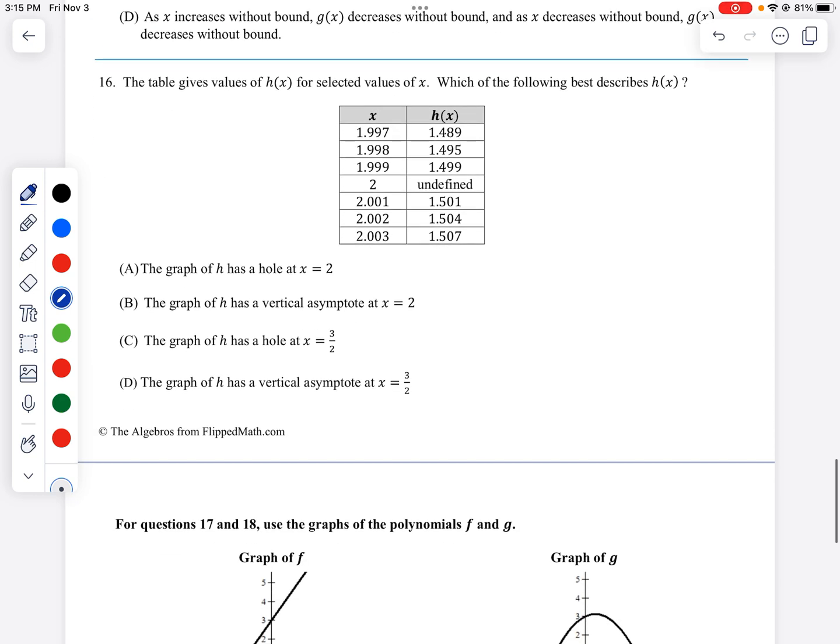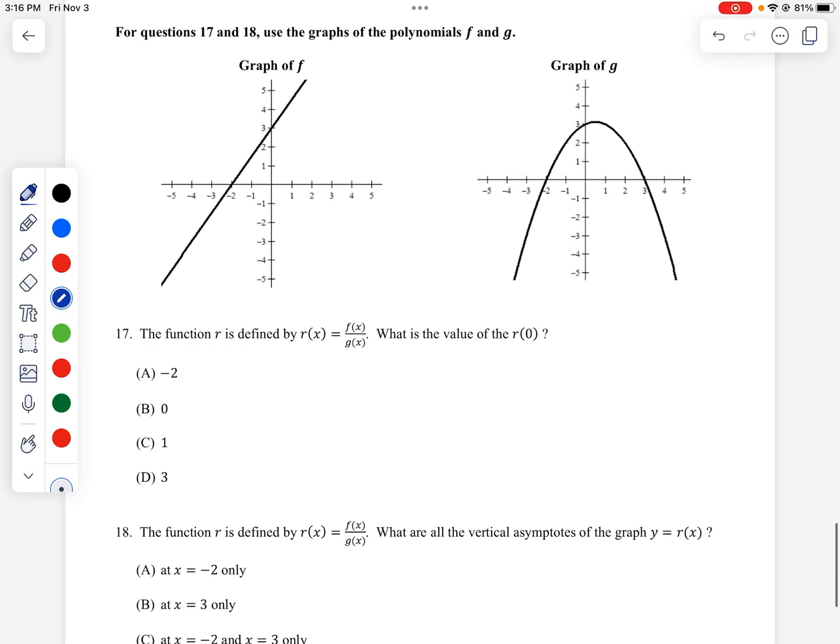All right, number 16. We have a table here. So which best describes h of x? Well, does it have a hole? If we look at our values, it's going to a similar number, so it definitely has a hole. So it's not a vertical asymptote. Well, actually, where is our hole going to? x equals 3 over 2. I agree, our y value is 1.5. But our hole is at x equals. And then 17 and 18.